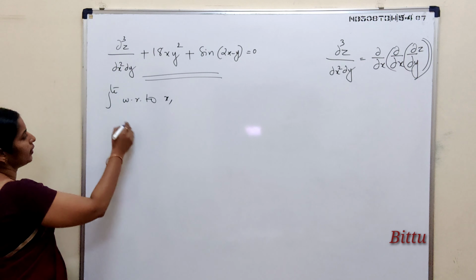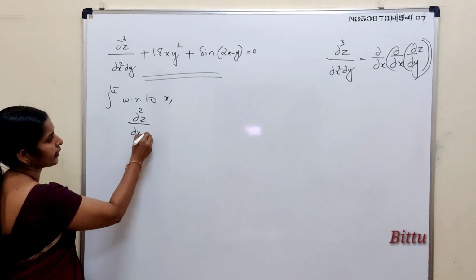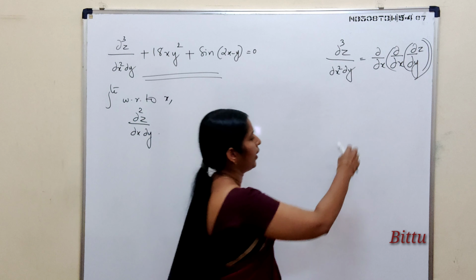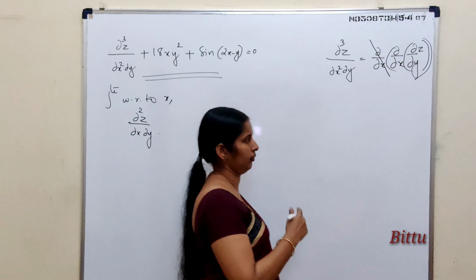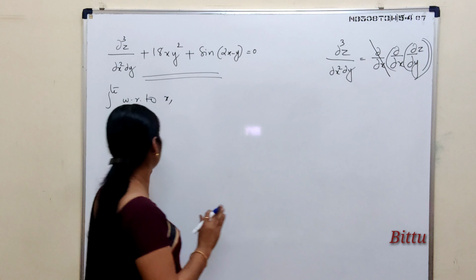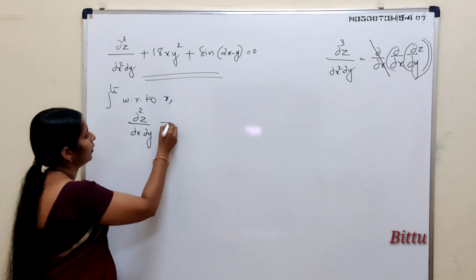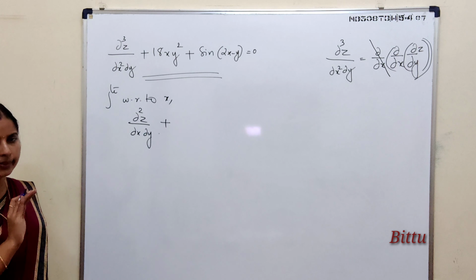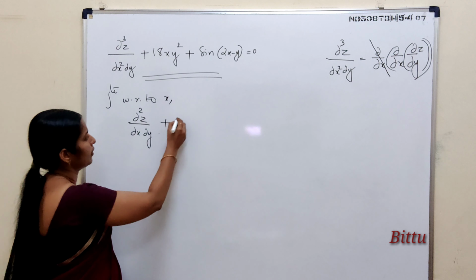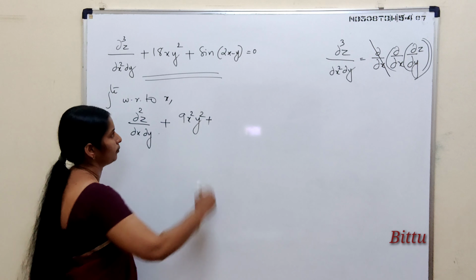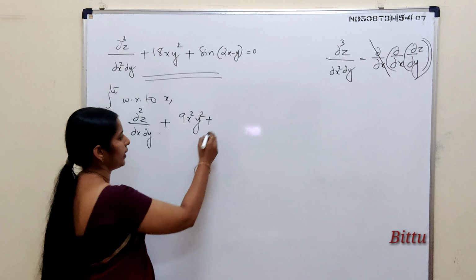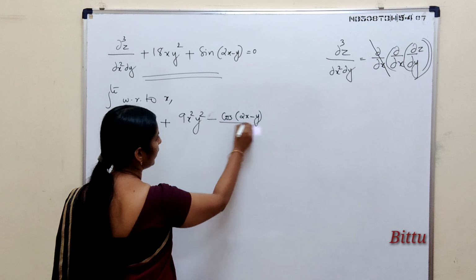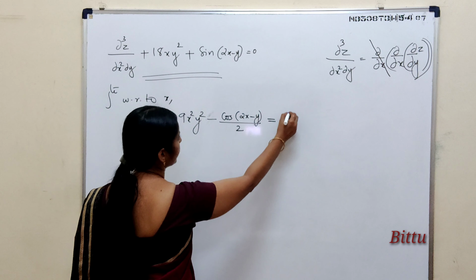What is the integral of the first term? It is ∂²z/∂x∂y. Finally we are differentiating with respect to x, and if you integrate with respect to x, this will remove. That is ∂²z/∂x∂y. Plus the integral of this term, you keep y as a constant, so you integrate only x. Its integral is x²/2. So that term becomes 9x²y² plus. What is the integral of sine? The integral of sine is minus cos(2x − y) divided by 2, is equal to a constant.